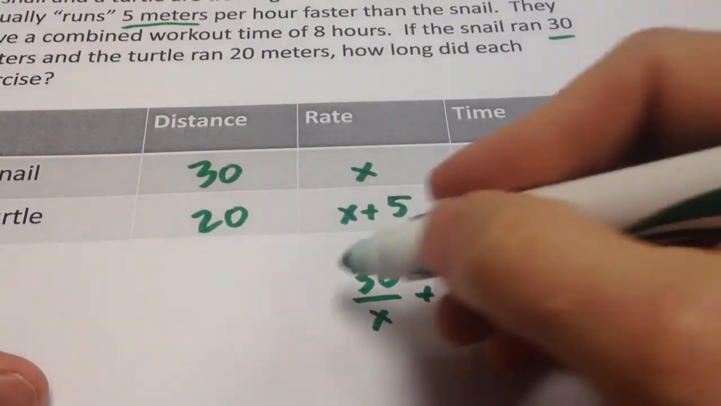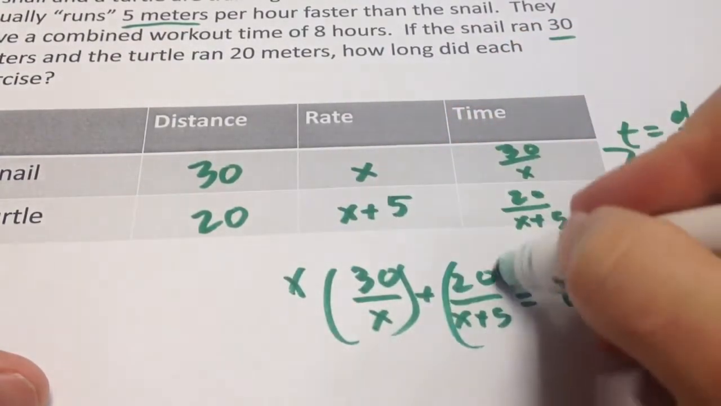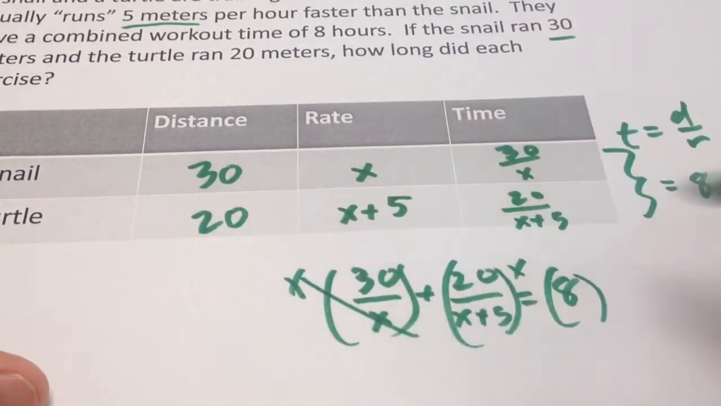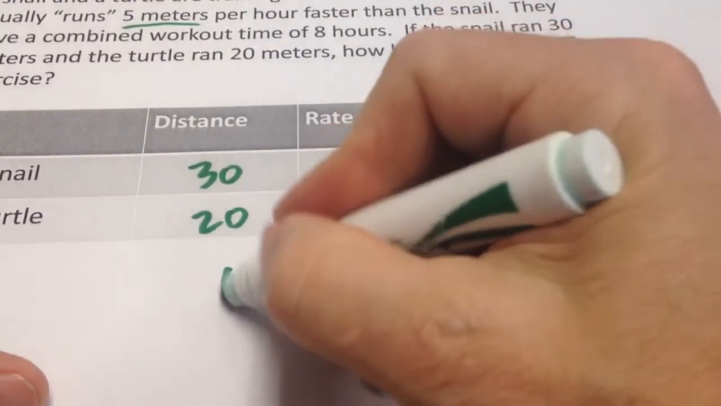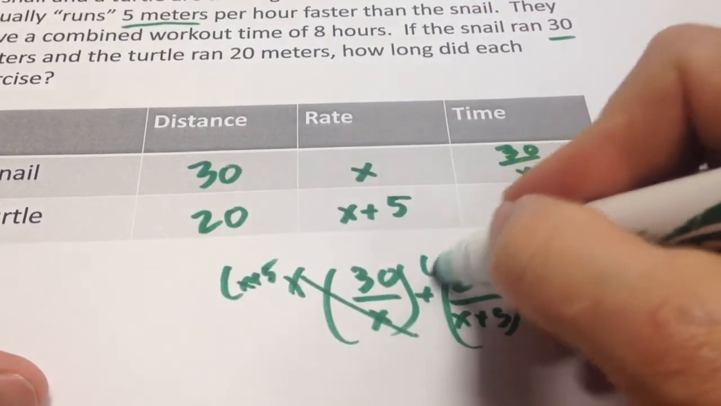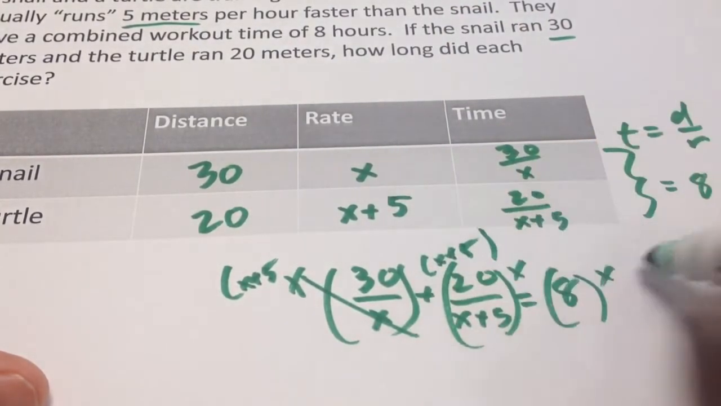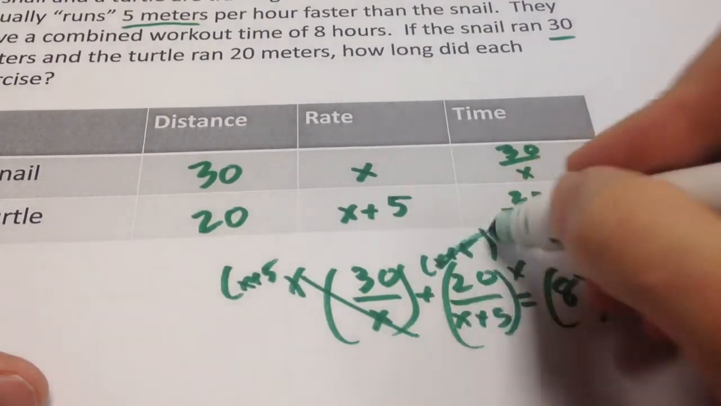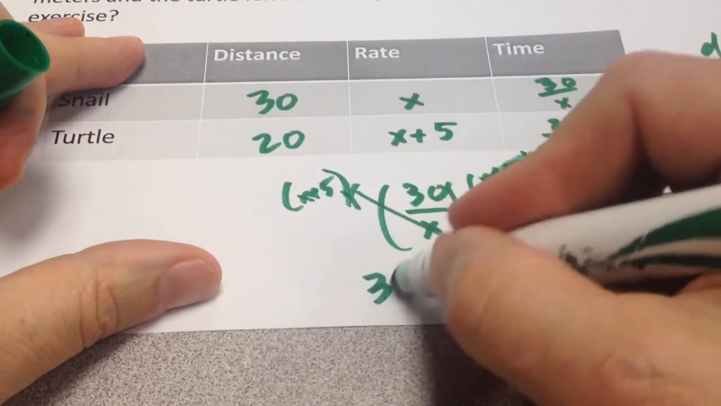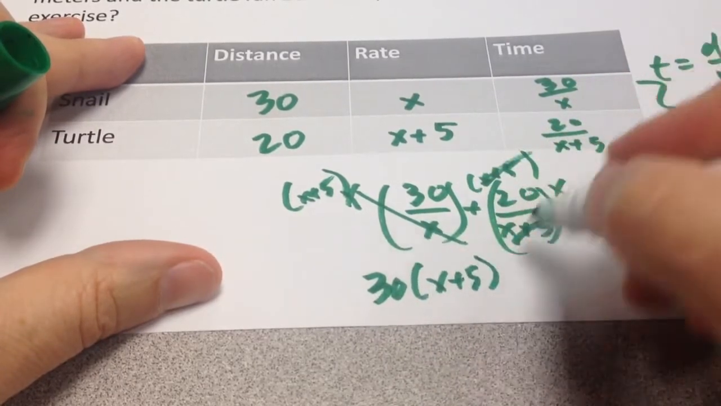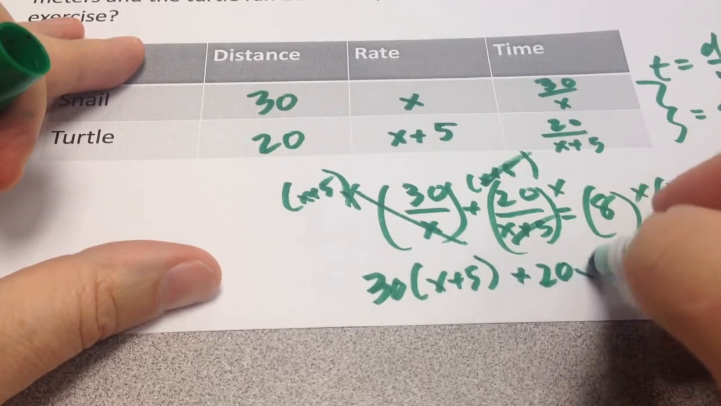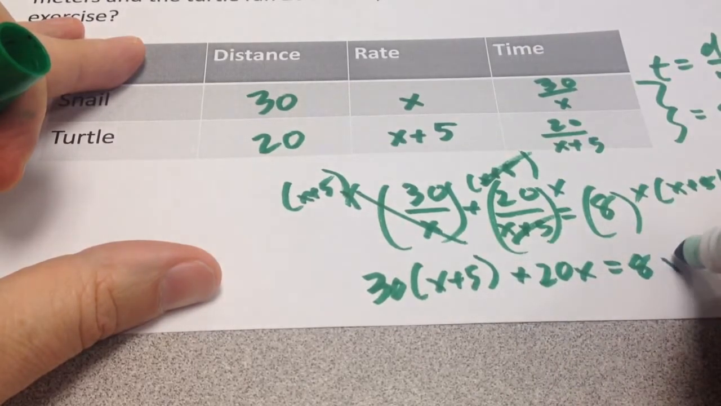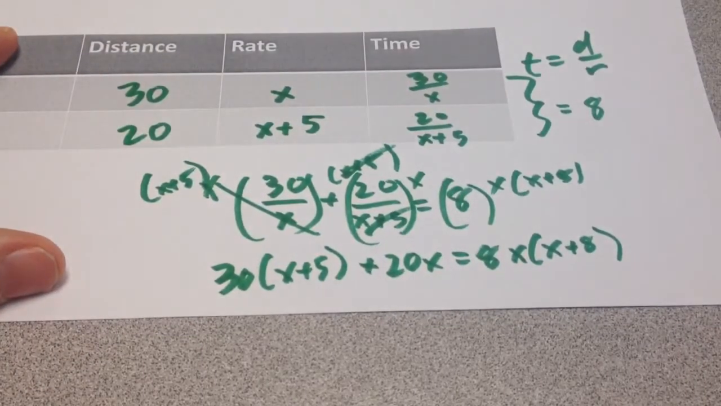So I'm going to multiply through by x to cancel those. And I'm also going to multiply through by x plus 5, which is going to cancel that. So what I'm left with here is the 30 times the x plus 5. I'm left with the 20x, and I'm left with 8 times x times x plus 5. So that's my equation that I have to solve. So I'm going to pull some scratch paper out here and continue this.